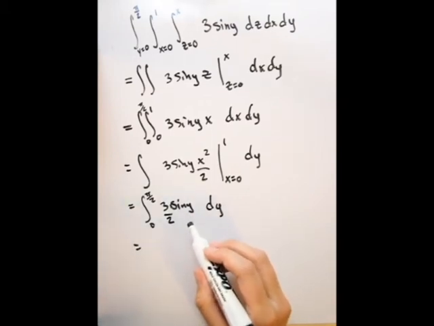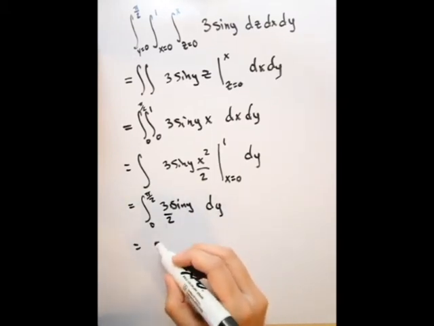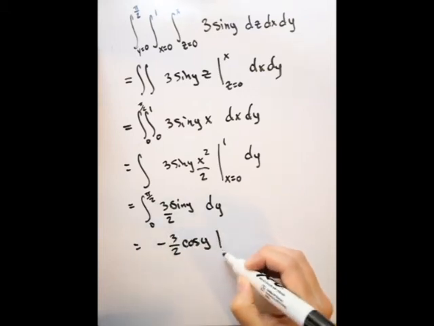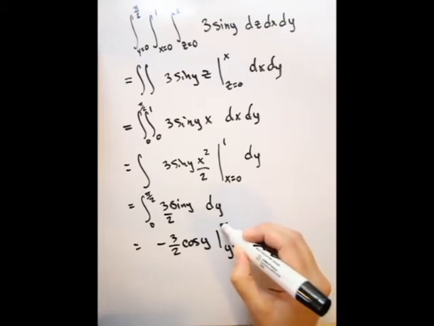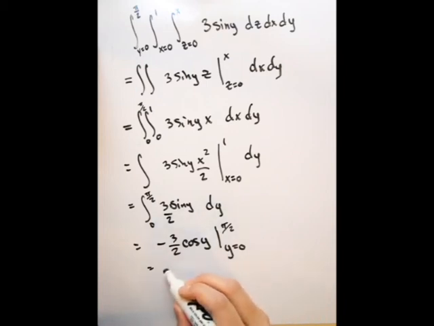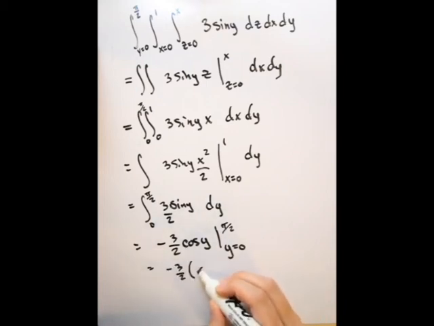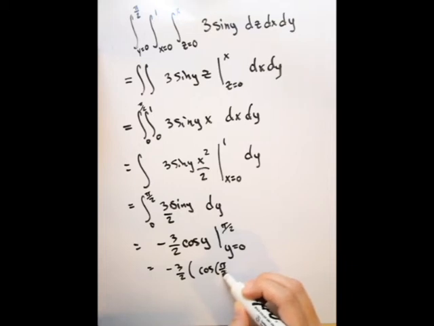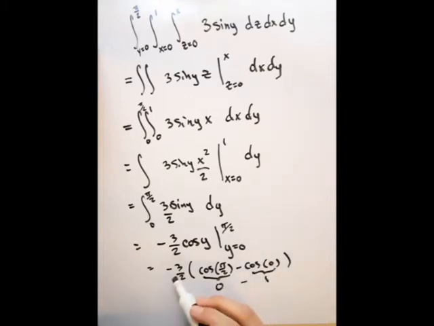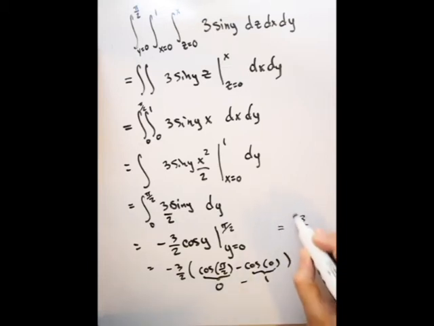So with respect to y, the integral of sine is going to be negative cosine, so negative 3/2 cosine y, evaluated from y equals 0 to pi over 2. And then the last step, plugging in for pi over 2 and 0, we have negative 3/2 cosine of pi over 2 minus cosine of 0. Cosine of pi over 2 is 0. Cosine of 0 is 1. So this is going to be negative 3/2 times negative 1 with the final answer of 3/2.